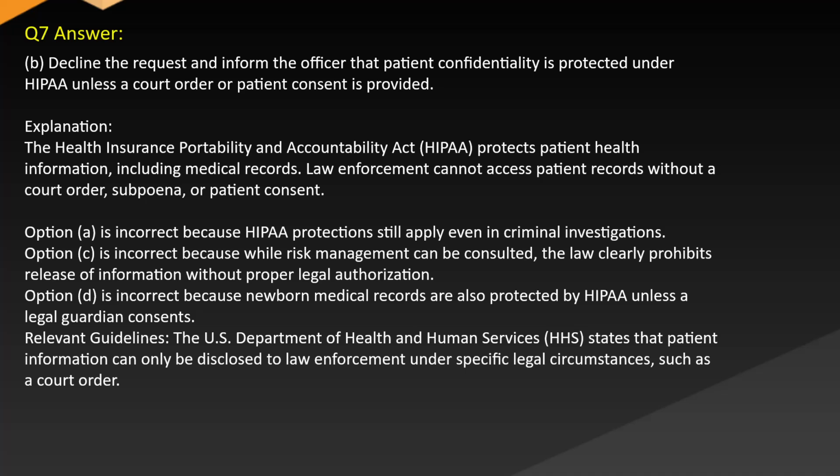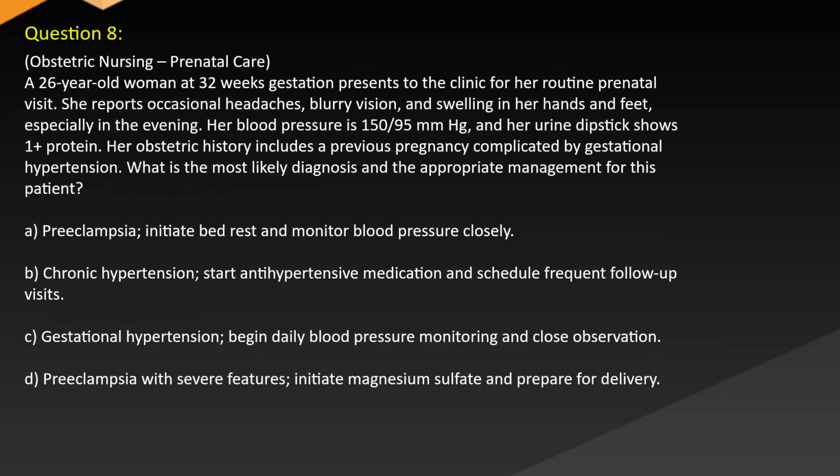Option C is incorrect because while risk management can be consulted, the law clearly prohibits release of information without proper legal authorization. Option D is incorrect because newborn medical records are also protected by HIPAA unless a legal guardian consents. Relevant guidelines. The U.S. Department of Health and Human Services (HHS) states that patient information can only be disclosed to law enforcement under specific legal circumstances, such as a court order. Question 8. Obstetric nursing. Prenatal care.